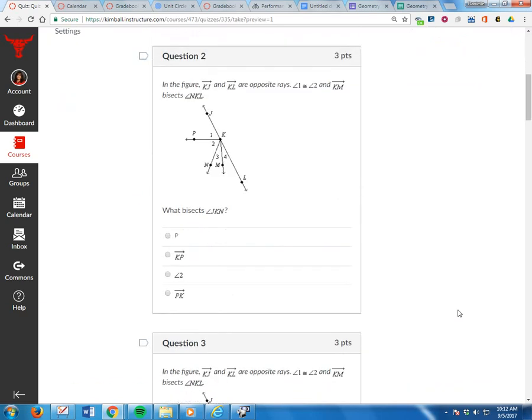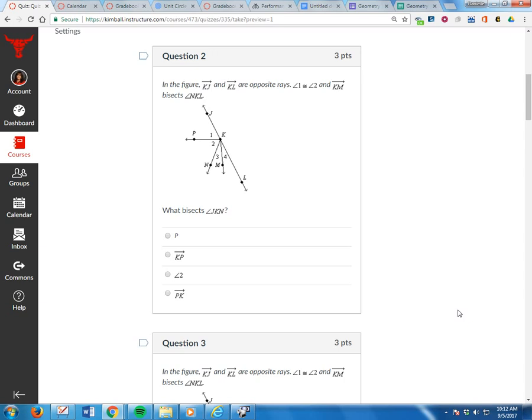All right, so in the figure, KJ is here, and KL are opposite rays. Well, what does that tell us right off the bat? 180. Yeah, it's a straight line, so it's equal to 180 degrees. Angle 1 and angle 2 are congruent.